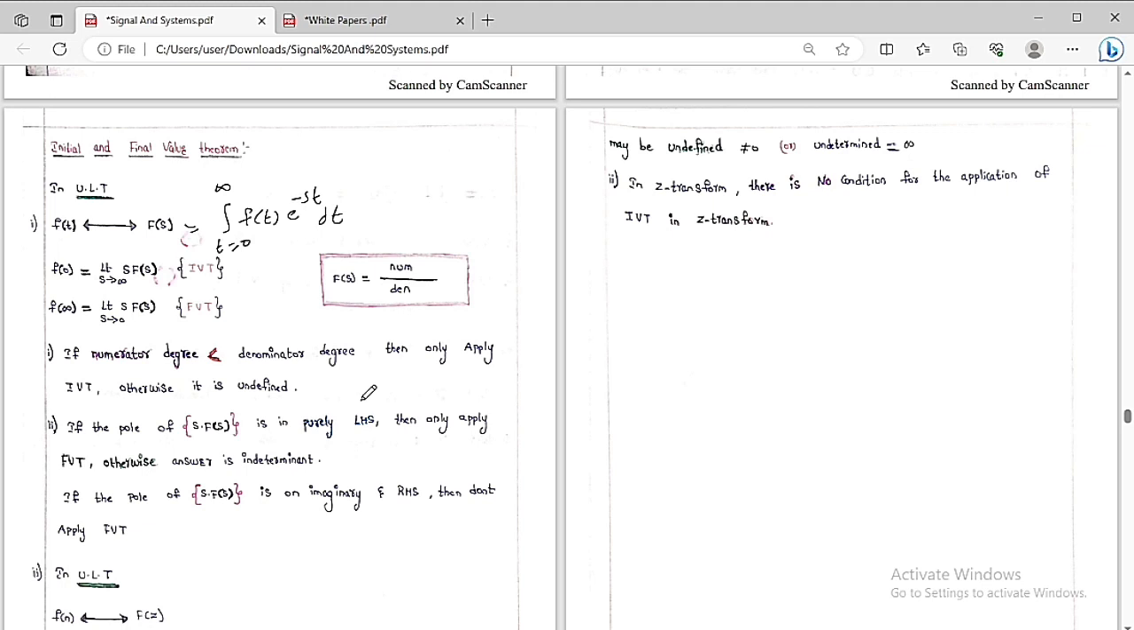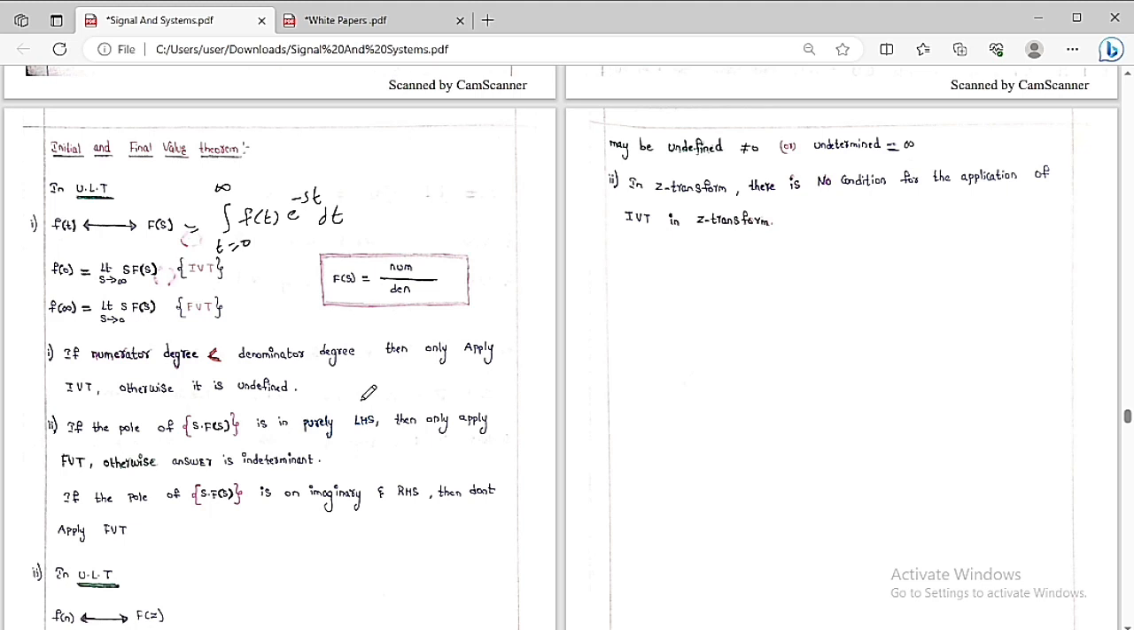When the numerator degree is lesser than the denominator degree, then only you have to apply the initial value theorem. Otherwise, it is undefined. If the poles of s and F of s lie purely in the left half of the s-plane, then only you have to apply the final value theorem. Suppose the poles lie on the imaginary axis or on the right half of the s-plane, then the response is oscillatory or increasing in nature.